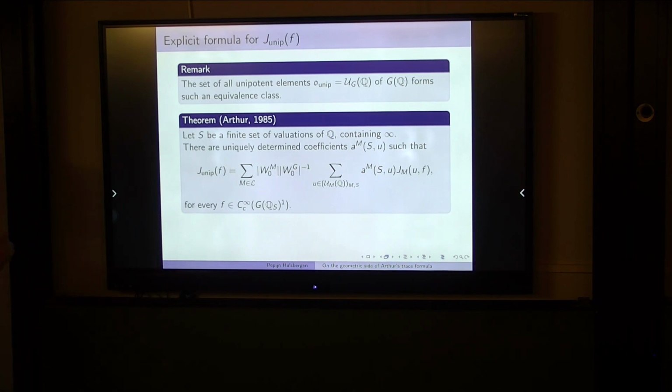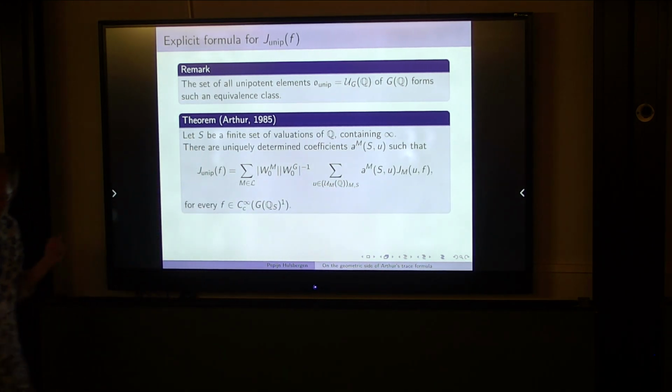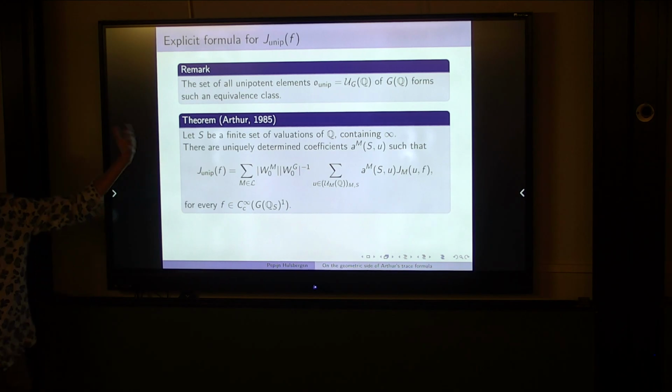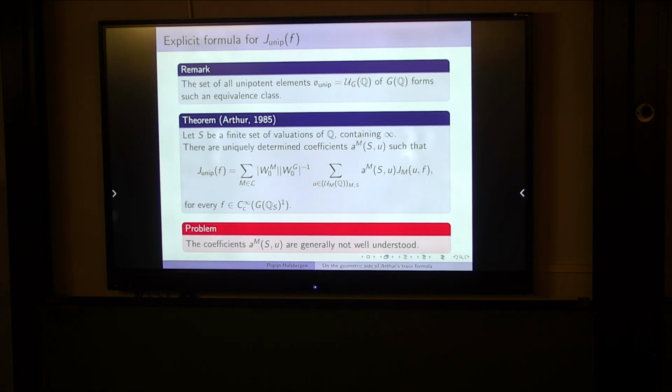What I really want to focus on are these uniquely determined coefficients. In order to get more information about how this unipotent distribution behaves, we really want more information about these coefficients. Although it's great to have such a formula, there is one big problem: although we know there are these uniquely determined coefficients, we simply don't know what they are in most cases.